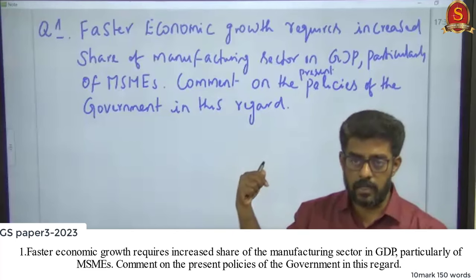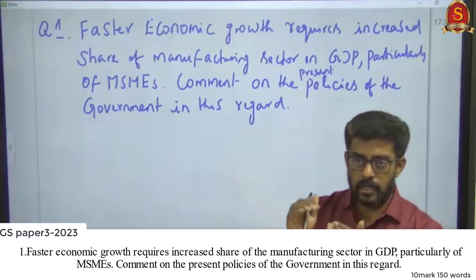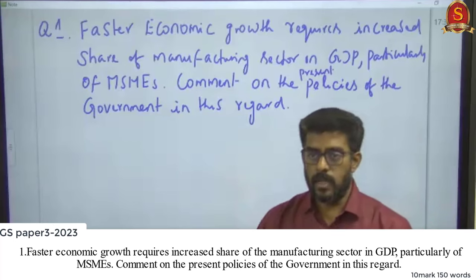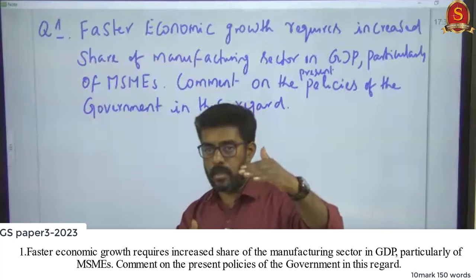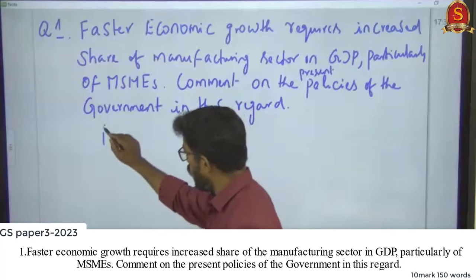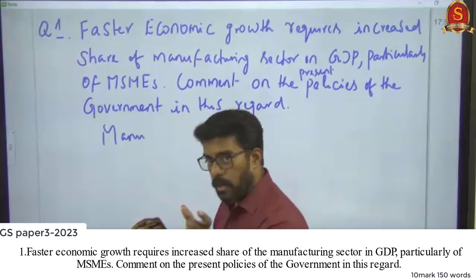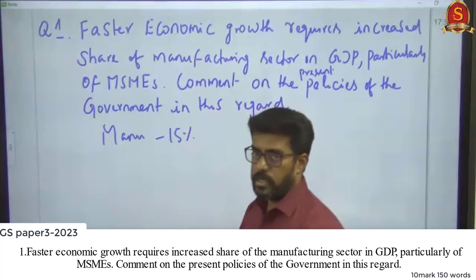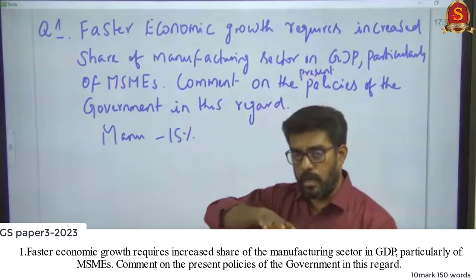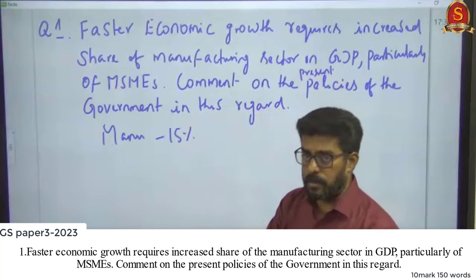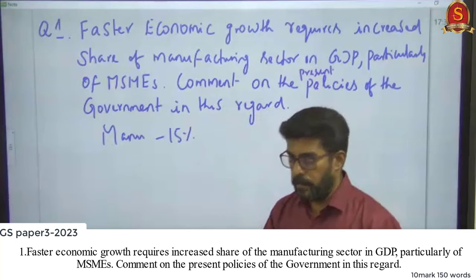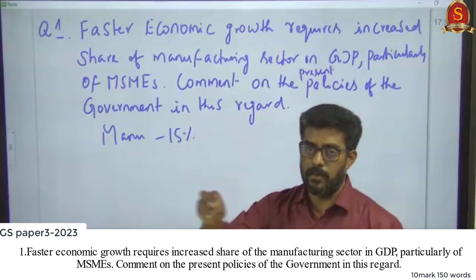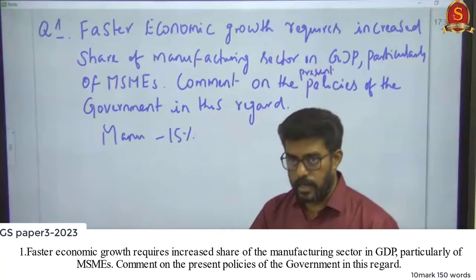But the question is about manufacturing. In India's secondary sector national income, manufacturing contribution is 15%. You can give a small introduction like this: India's manufacturing sector's contribution to the overall GDP is 15%, while the secondary sector overall is around 30%. This also provides jobs to almost 12% of the overall employment structure of our country. Like this, you give a sort of introduction.